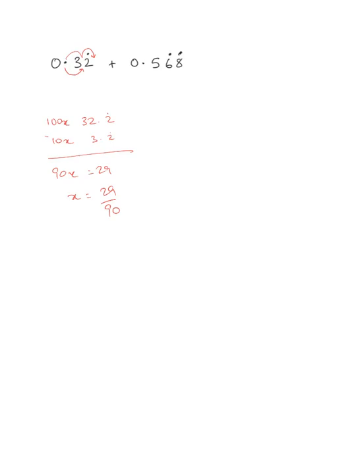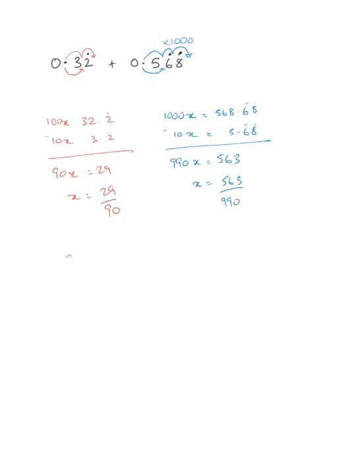I'm then going to do the same sort of thing for 0.568 recurring. So I want the 6 and the 8 on the right-hand side, so I'm going to times by 10 to make that happen, and on both the left-hand side and the right-hand side, so I'm going to times by 1,000 to make that happen. So I'm going to have 1,000x is 568.68 recurring. 10x is 5.68 recurring. When I subtract, I get 990x is 563. So x is 563 over 990.